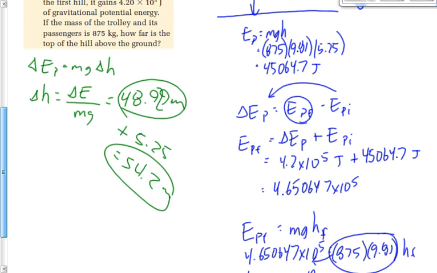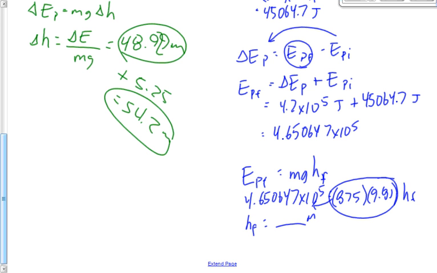Well, there's two ways you can think of that. Two ways that I can answer that question. One is the mathematical way, and one is the logical way. The mathematical way, we'd say delta H is equal to HF minus HI. Delta H is 48 point whatever. HF is what we're looking for. HI was 5.25. How do you get the 5 over to the other side? By adding, right? So that's the mathematical way.